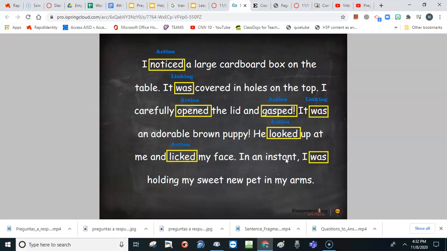Was, helping verb because it goes with holding. Was holding. I was holding my sweet new pet in my arms. My sweet new pet is not describing I, so it's not a linking verb. It's a helping verb. I was holding. Holding is the action verb.